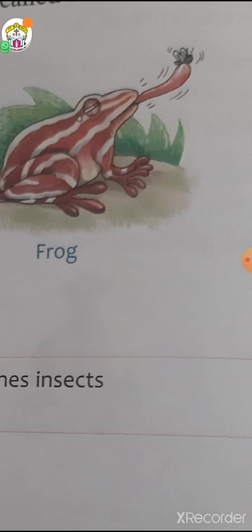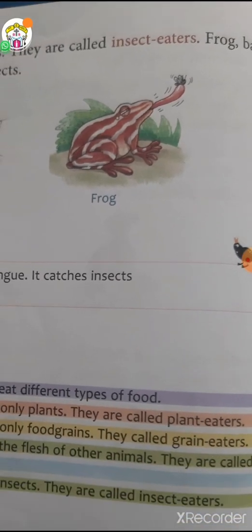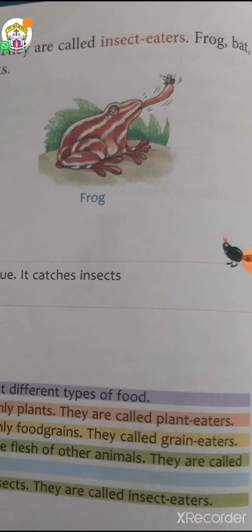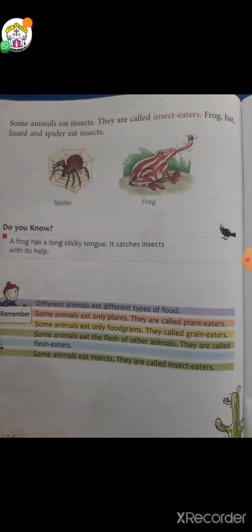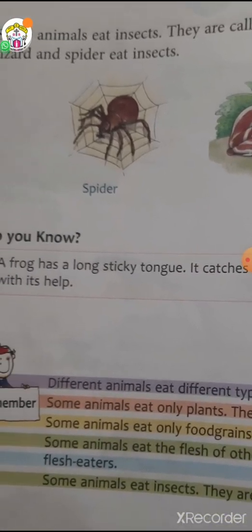तो जब ये अपनी लंबी सी टंग को बाहर निकालता है तो उस पर क्या होता है, जब भी कोई फ्लाई या कोई भी कीटाणु, कोई भी इंसेक्ट उसके ऊपर बैठता है तो वो स्टिक हो जाता है, चिपक जाता है. और इजीली फ्रॉग जो है उसे अपने माउथ के अंदर आराम से अपनी फूडिंग को ले लेता है और खा लेता है. So they are the insect eaters. Who are they? Frog, bat and lizard, spider eat insect.